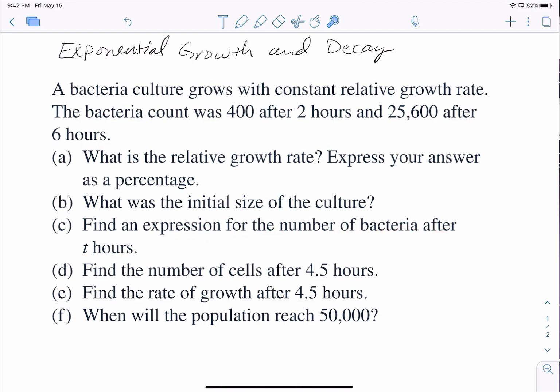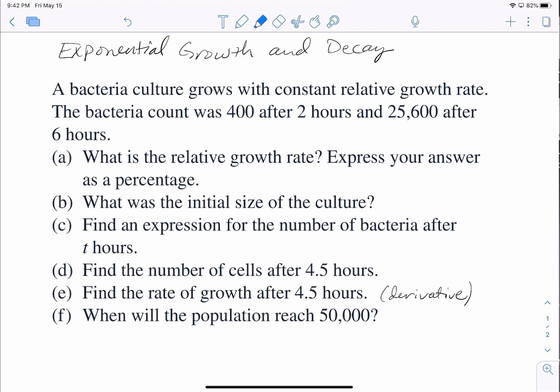That's part C. Part D, the number of cells after 4.5 hours. That should kind of make sense here. One thing you wouldn't have seen before is part E, find the rate of growth after 4.5 hours. When we see rate of growth after 4.5 hours, we should be thinking derivative. This is calculus after all.